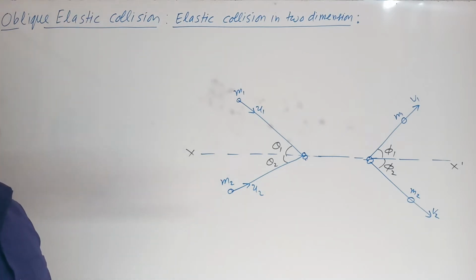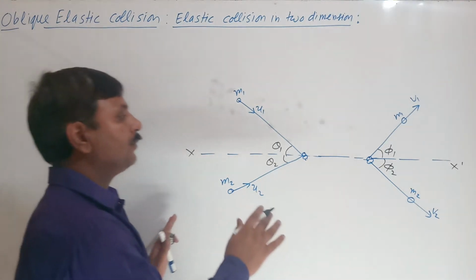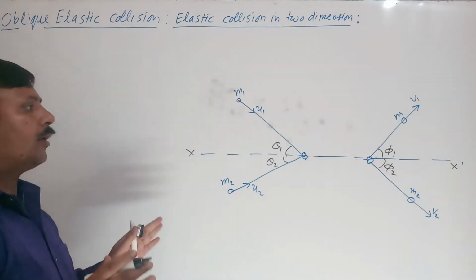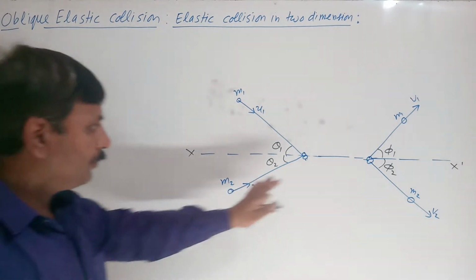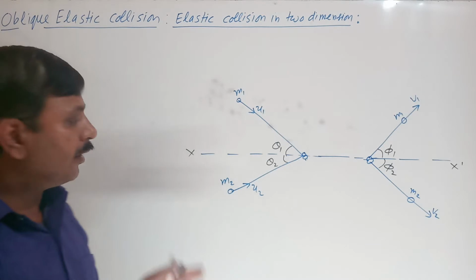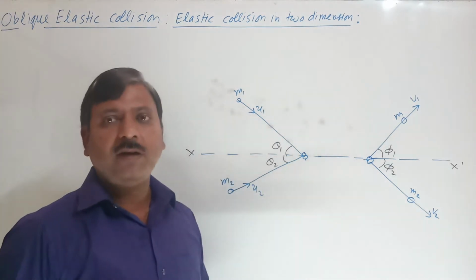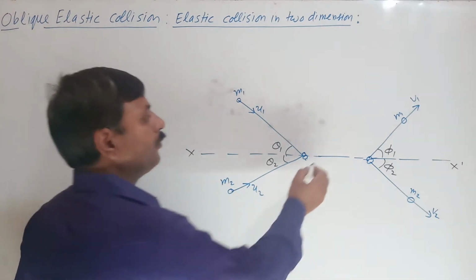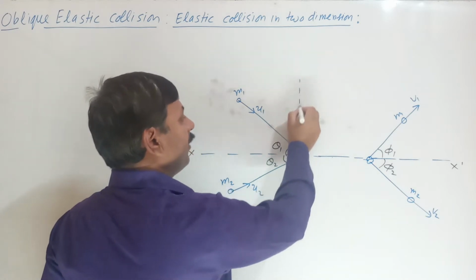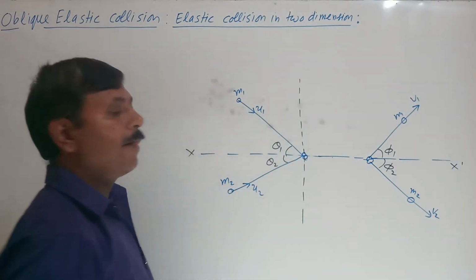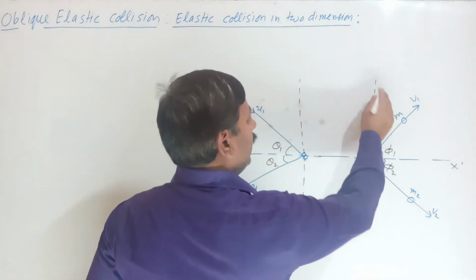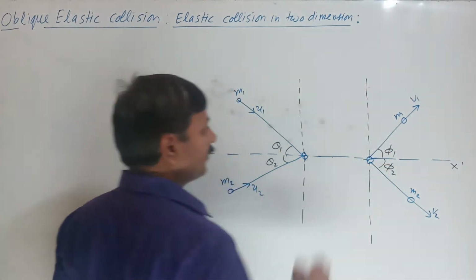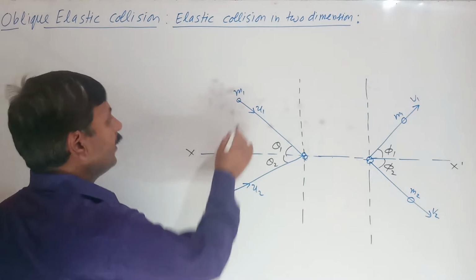What will be the equation? Since we know in an elastic collision, total momentum is conserved, and also total kinetic energy is conserved. But here, in a two-dimensional figure, we will take along the x-axis and also along the y-axis. We are dividing the total linear momentum along the x-axis and along the y-axis, into two parts.